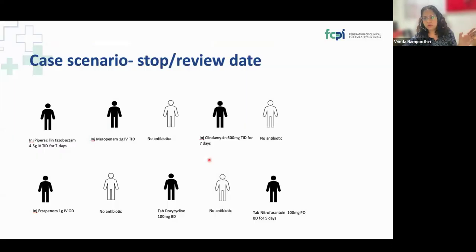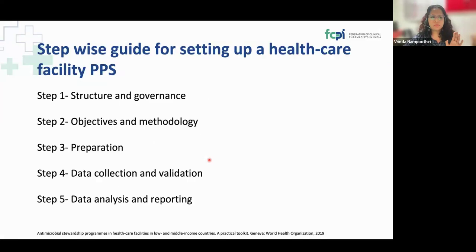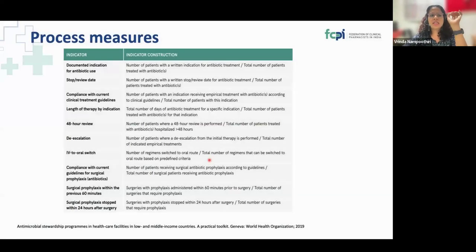From the different process measures that we saw in this slide, I've selected the one that says stop or review date. This is a hypothetical case scenario, just to give you a better understanding of how you can do a PPS. Here you see how to calculate this particular process measure: number of patients with a written stop or review date for an antibiotic treatment divided by total number of patients who are treated with antibiotics.